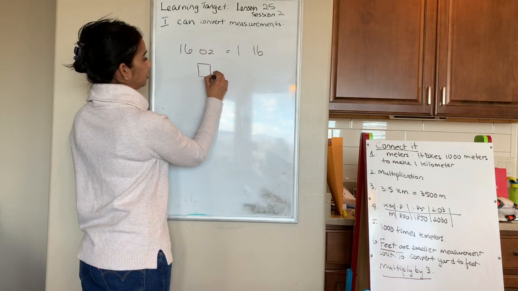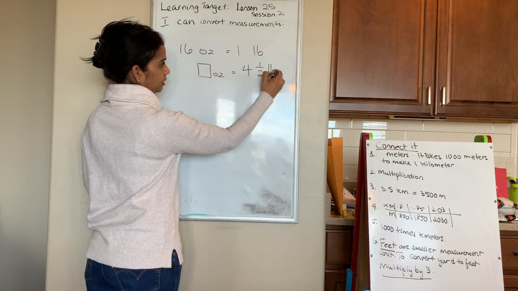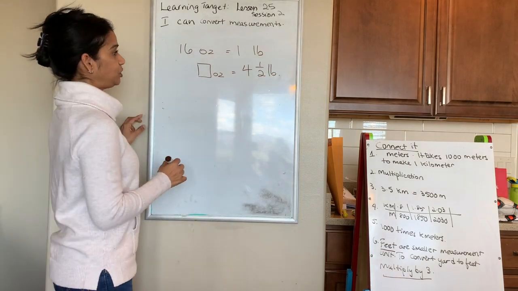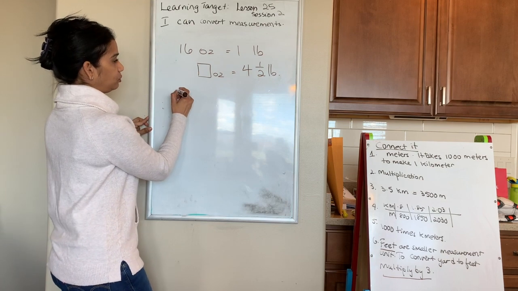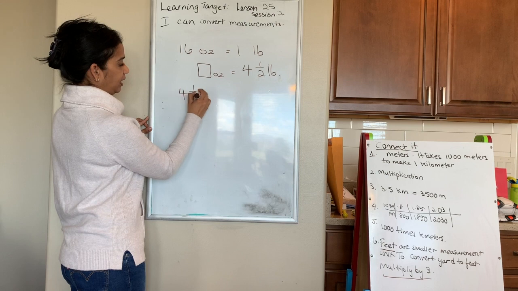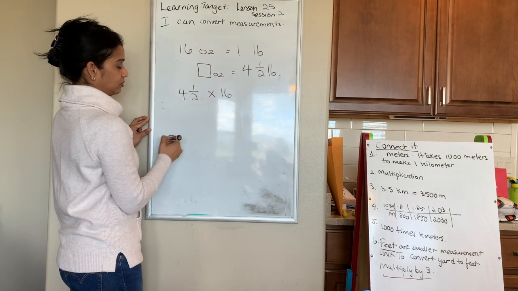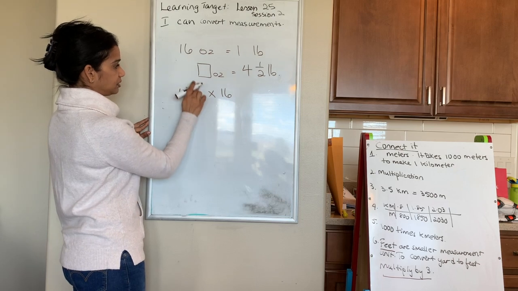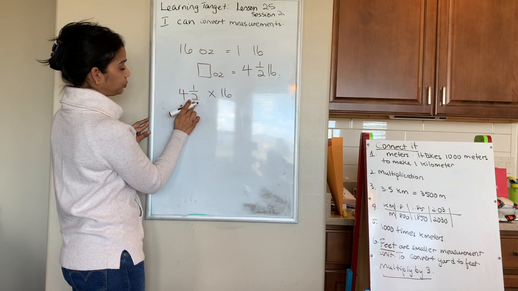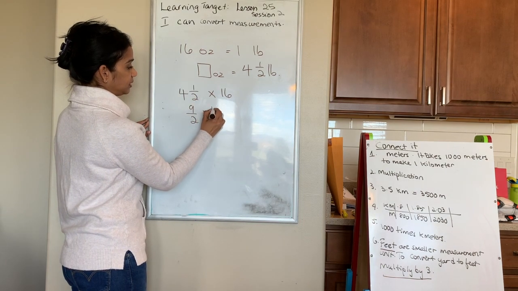So we don't know this, mystery box. Who can tell me what we do? The smaller unit is ounces. So what do we do? We multiply. So I am going to multiply. What am I going to multiply? 4.5 pounds multiplied by 16. So let's change this because this is a mixed number. I'm going to change it to an improper fraction. 4 times 2 is 8 plus 1, 9/2 times 16.